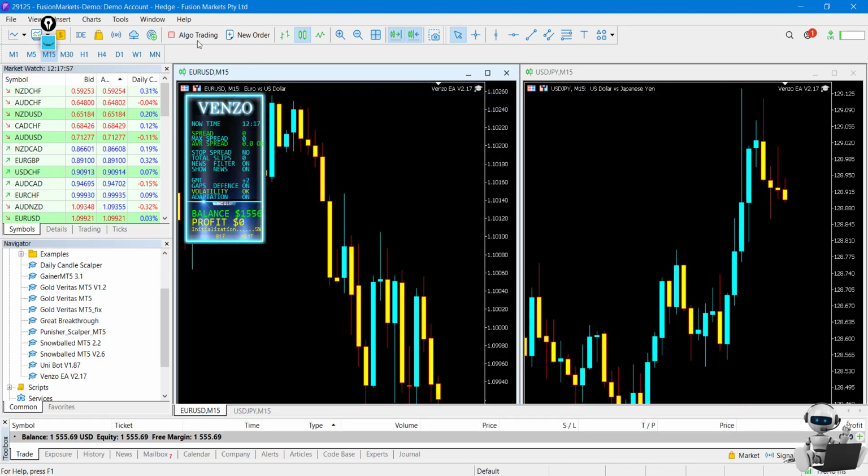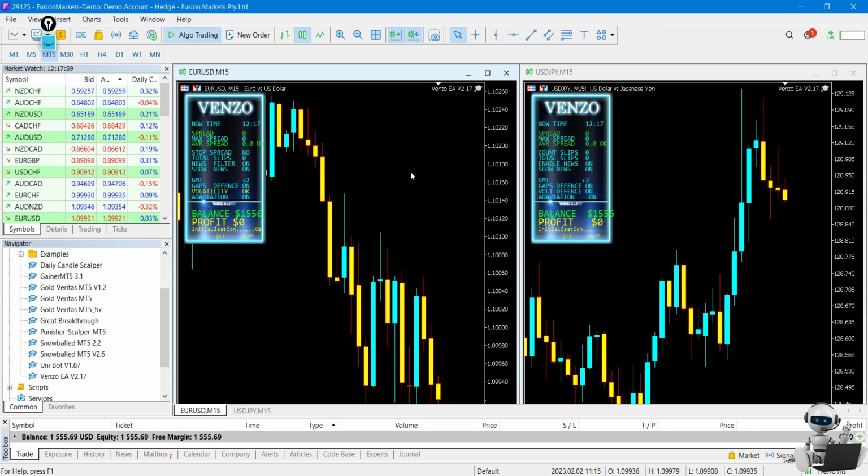Click on OK and make sure you have live algo trading, and you can see the EA is working. You can see here the initialization is at 10%, so it might take some time, and you will have this dashboard that gives you the spread and everything: the filter, the news, the GMT. Leave everything in default.